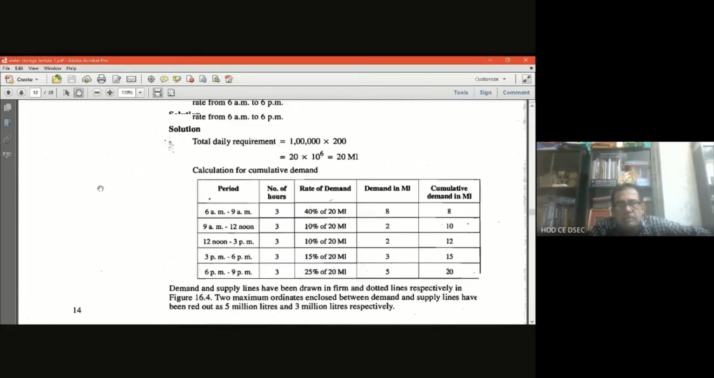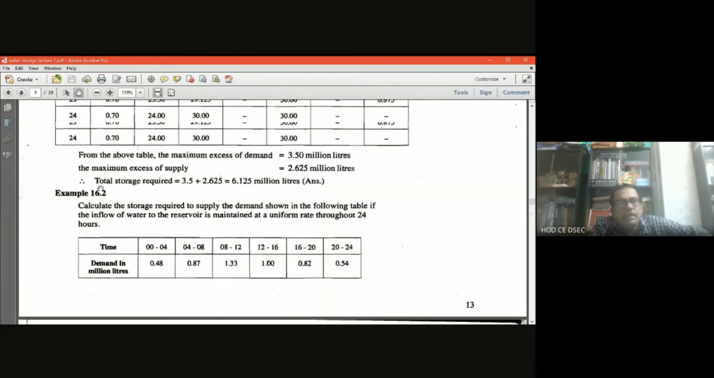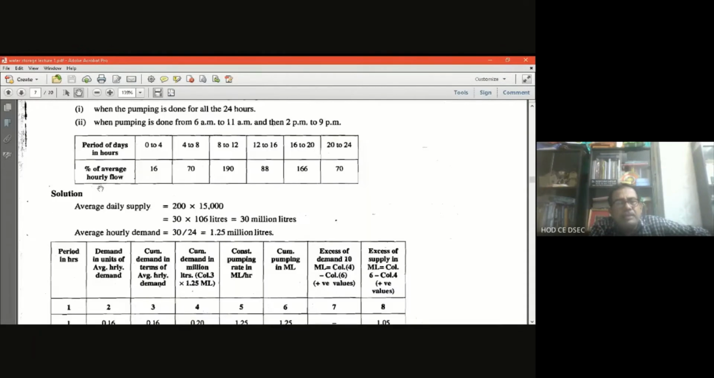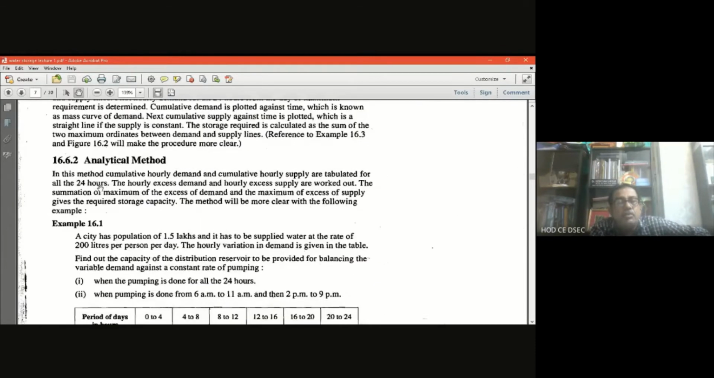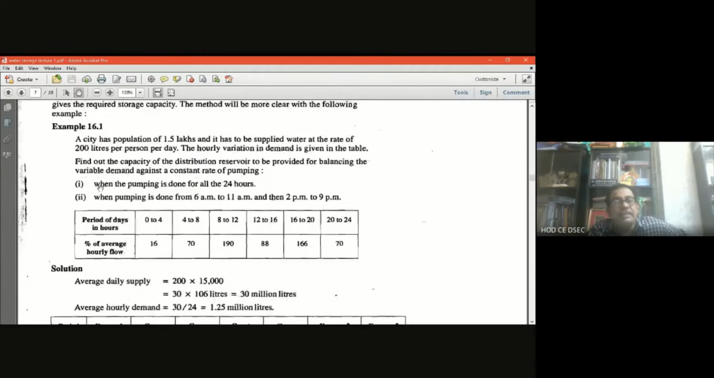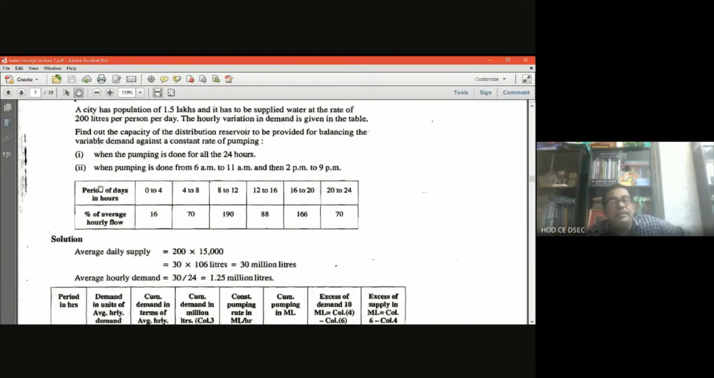Fine. Now, let me explain a first simple problem, that is, how to determine the storage of the tank. First example: a city has a population of 1.5 lakhs. It has to be supplied water at a rate of 200 liters per capita per day. So the requirement of water and the population are given in the question.